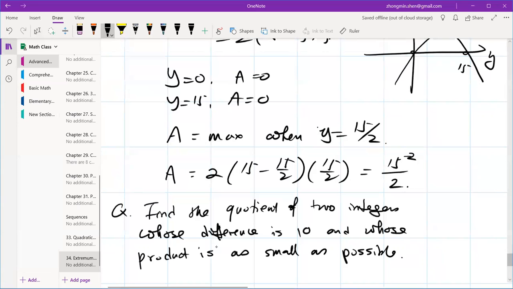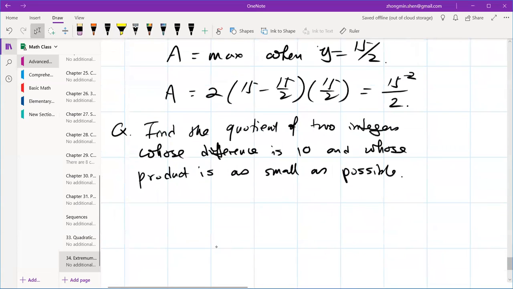All right, so please work on this problem. You need to basically find those two integers, then you find the quotient. The reason it's the quotient is that sometimes in a math competition problem, they want only one number. They don't want you to give two numbers.